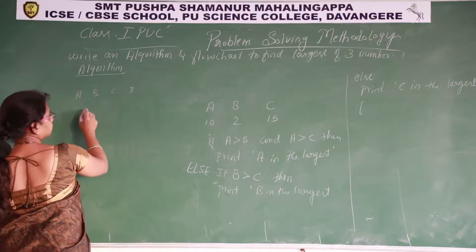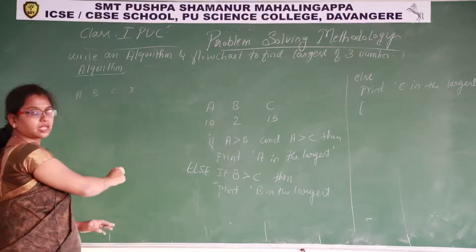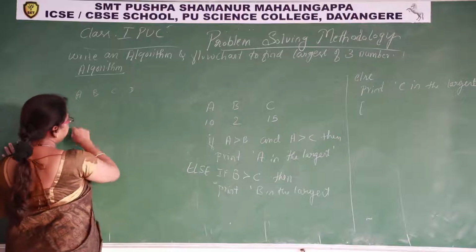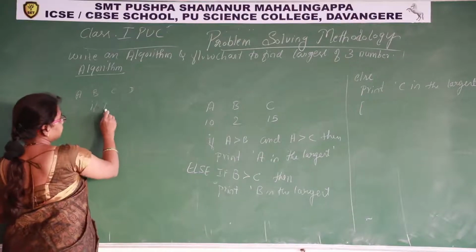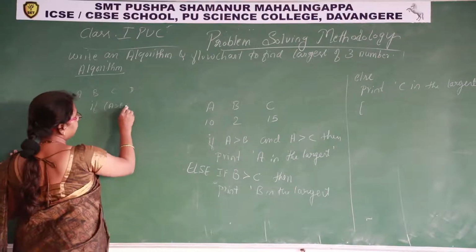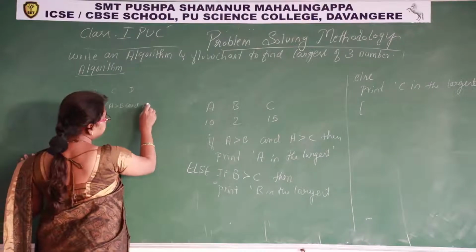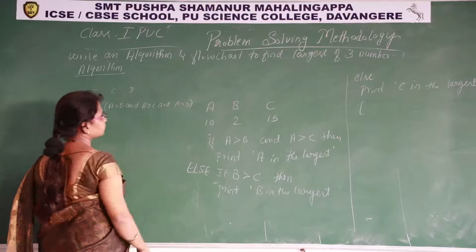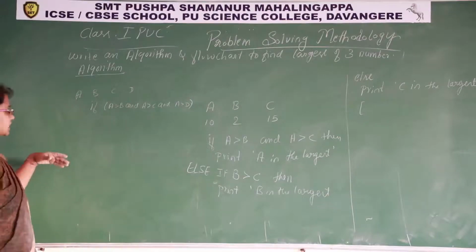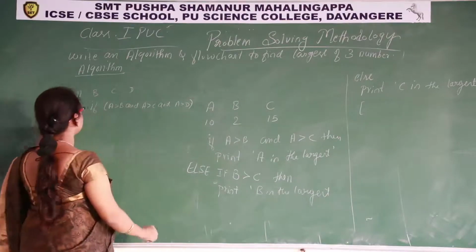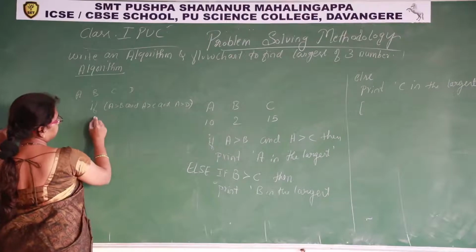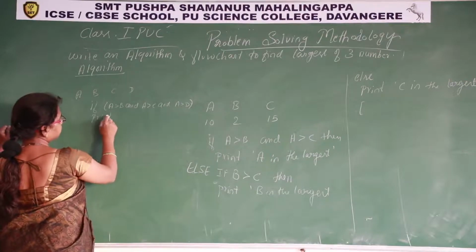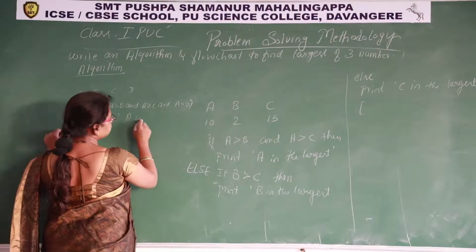Then how to write? First we have to input the values. I won't write it. I'll start from the comparison. If A greater than B and A greater than C and A greater than D. Obviously we have to write like this. Then what it has to print if this condition satisfy? A is the largest.